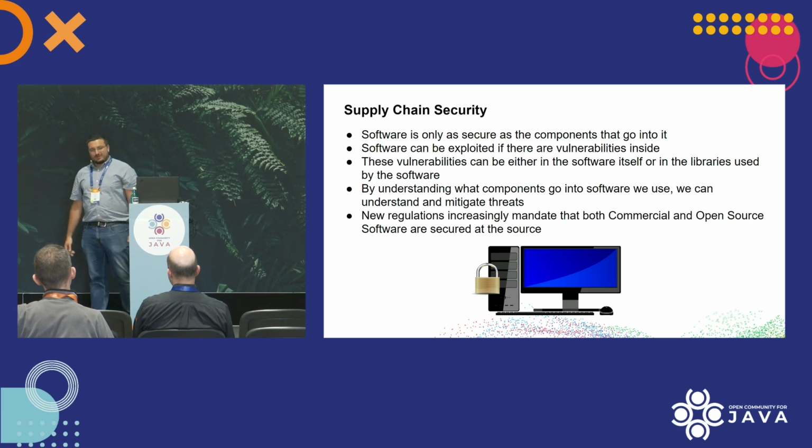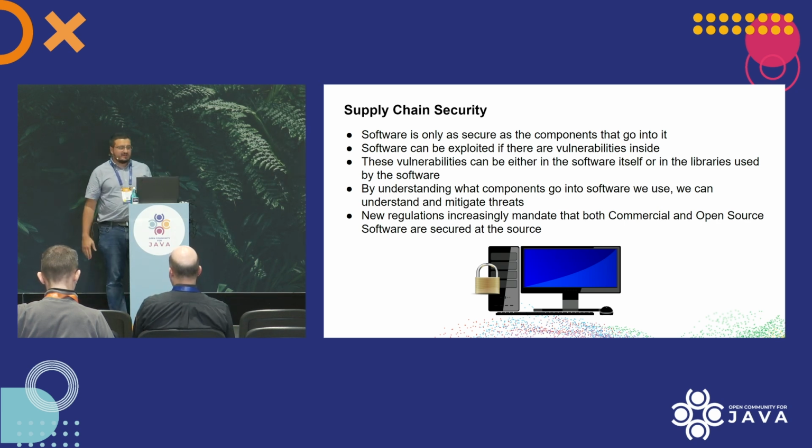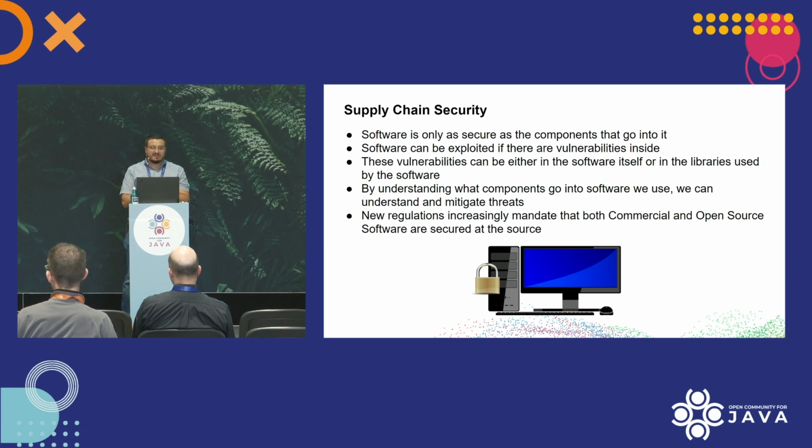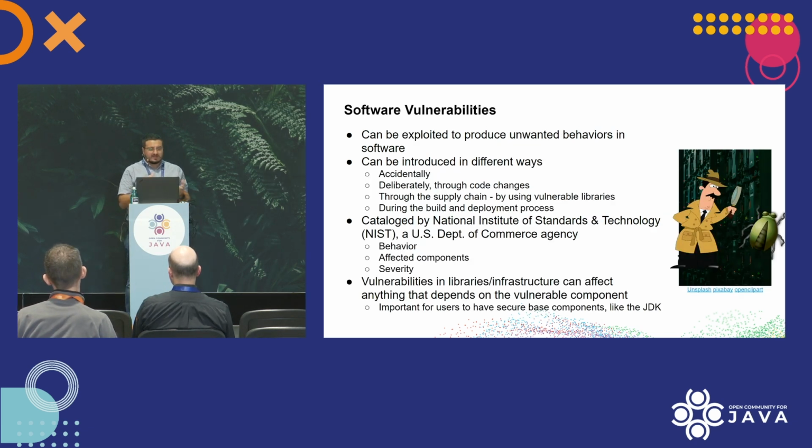So the other part of the coin, as you may have learned if you went to the session this morning, is that new regulations like the CRA and DORA increasingly mandate that both commercial and open source software are secured at the source. So with that being said, software vulnerabilities. Software might have vulnerabilities, and they can be exploited to produce unwanted behaviors in software.